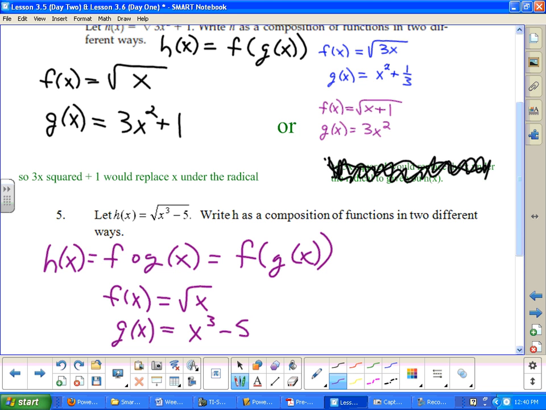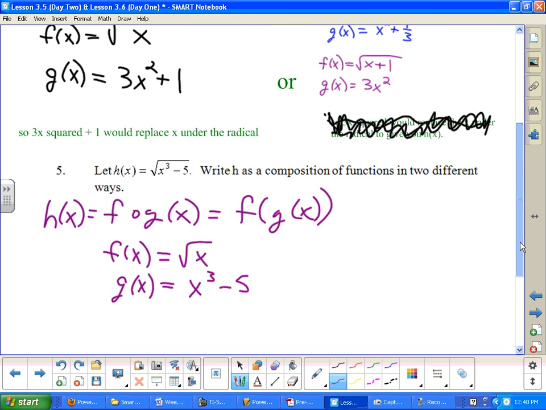Okay, that would work. Square root of x and then x cubed minus 5. So we're just going to replace this x with x cubed minus 5. All right, good. How about another one?